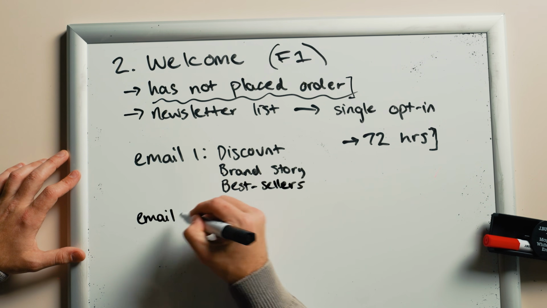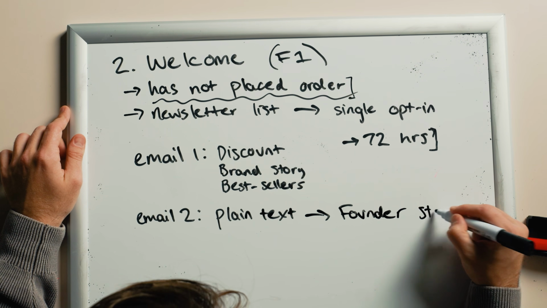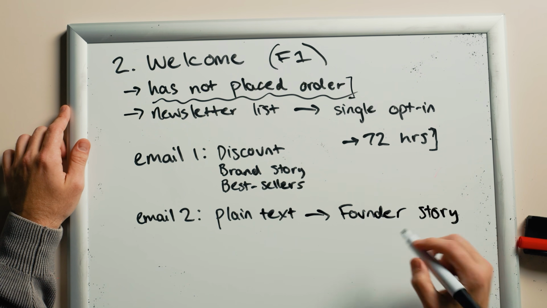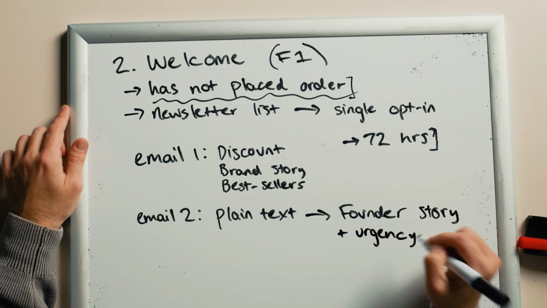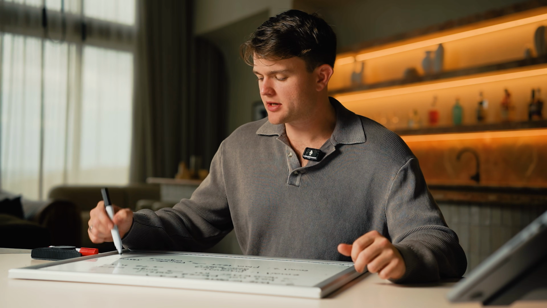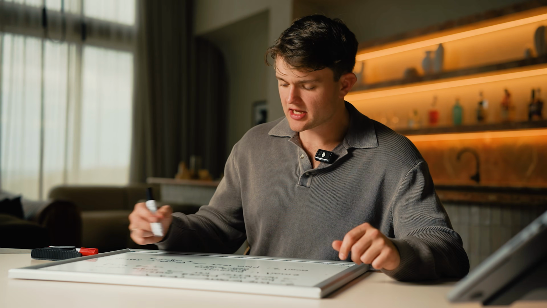collections. Email 2, we're going to go plain text email, founder story. Now, where you can improve this email and where most brands go wrong is we add the urgency here as well. So we have a founder story with urgency. So we can tell the whole story about the brand. We want to be personal. We want to be authentic here, but we actually still want to convert with urgency at the end. So remind people about that discount code. Make sure they click through.